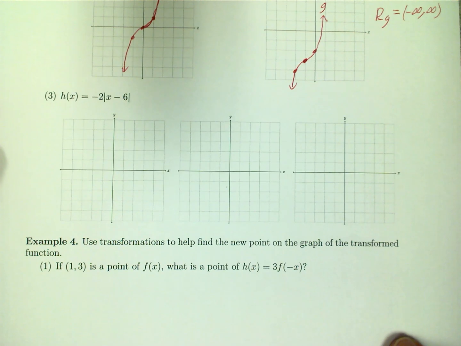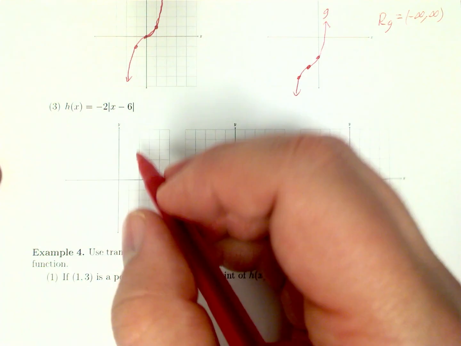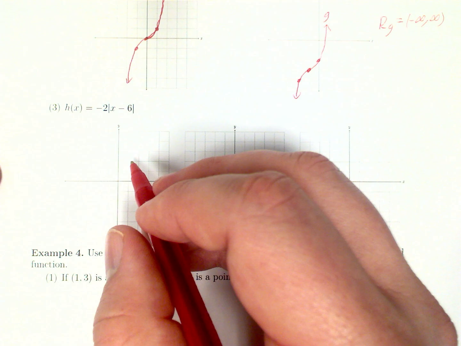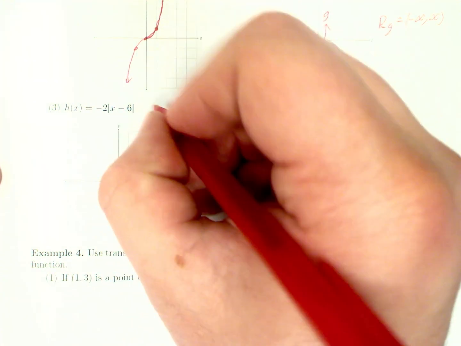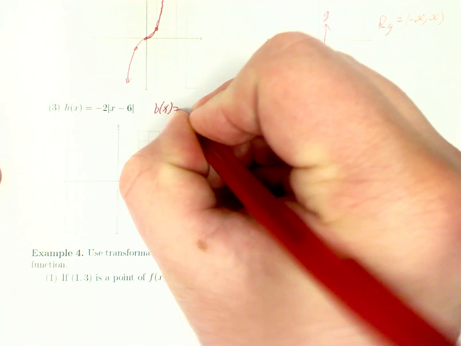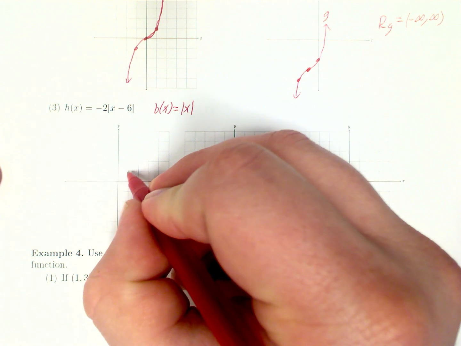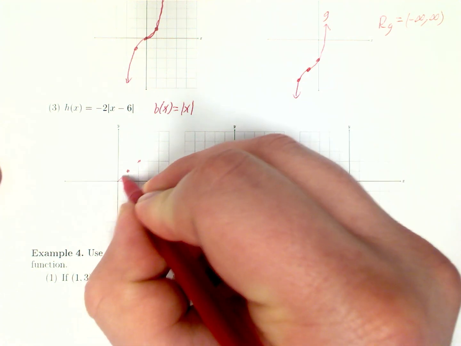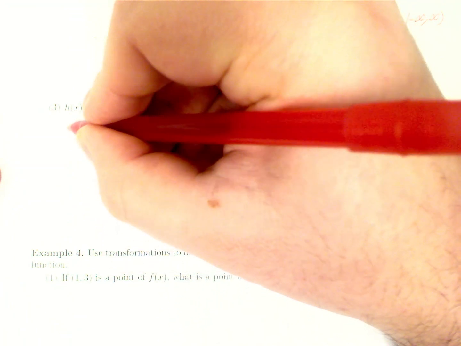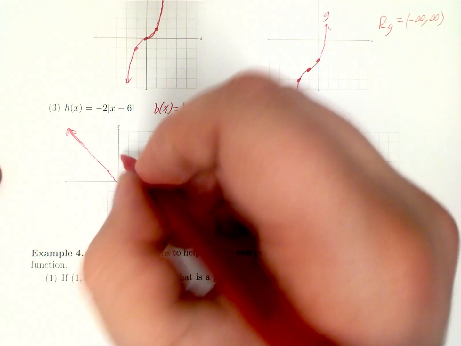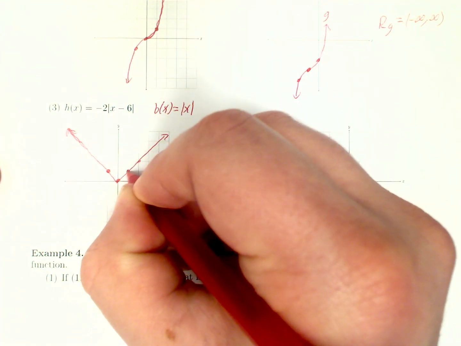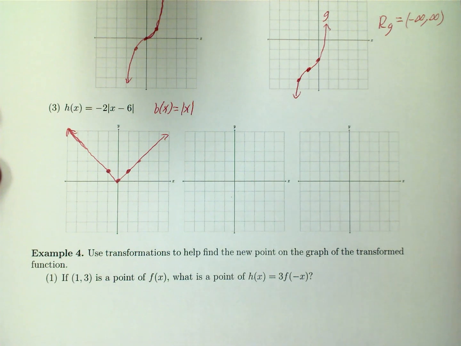One more. So in this case, h of x is given by negative 2 times the absolute value of x minus 6. So we have b of x is the absolute value of x, which is just the V. Perfect diagonal, perfect diagonal. Quite perfect, but you get the idea. And then, so we have these base points, 0, 0, 1, 1, negative 1, 1.